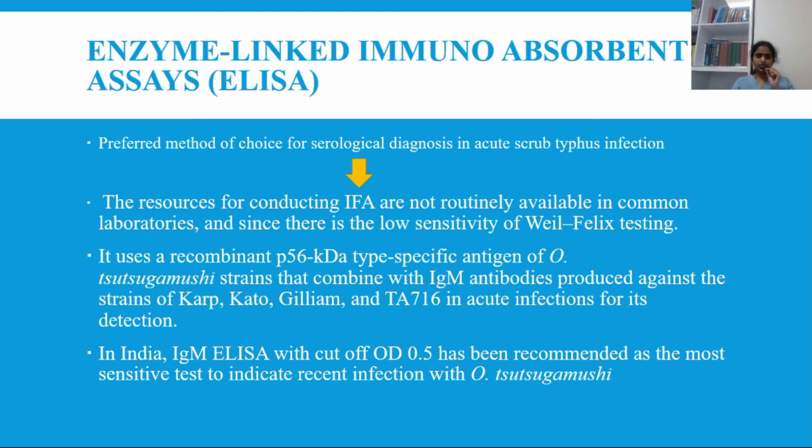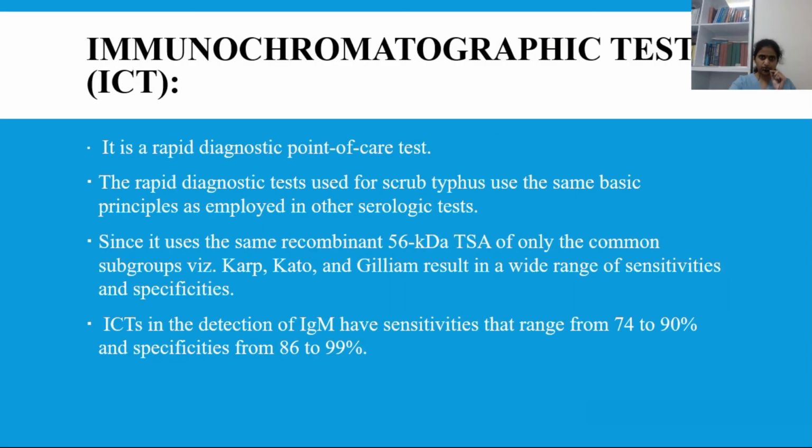The ELISA uses recombinant p56 kDa type specific antigen of this rickettsial bacteria, Orientia tsutsugamushi. That combines with IgM antibodies produced against certain strains of the bacteria like Karp, Kato, Gilliam, and TA716 in case of acute infections. So in this test, we try to detect antibodies against certain strains of Orientia tsutsugamushi with the help of antigen. In India, we use a cutoff value of 0.5 to consider it a positive test.